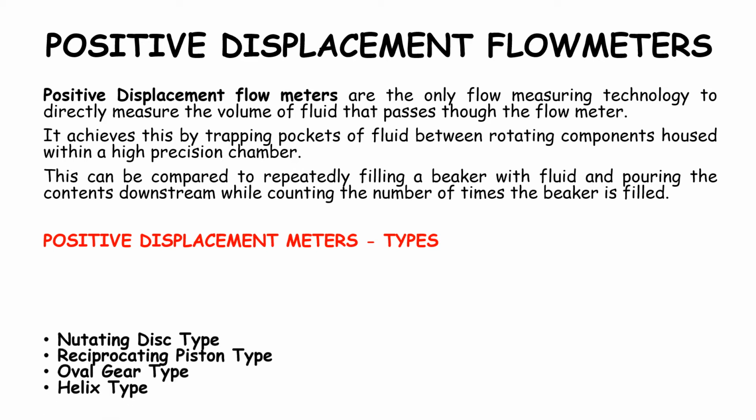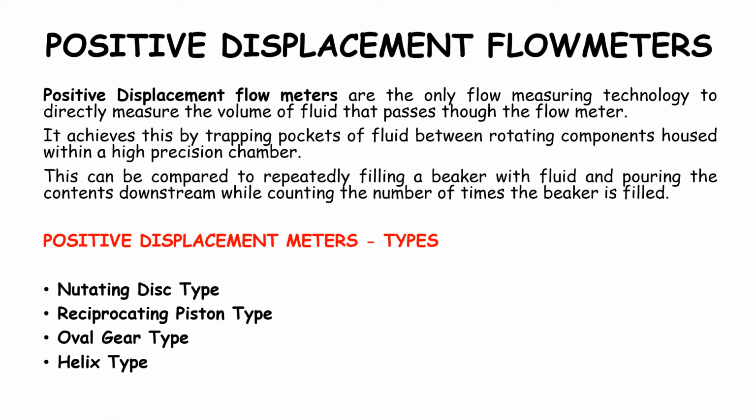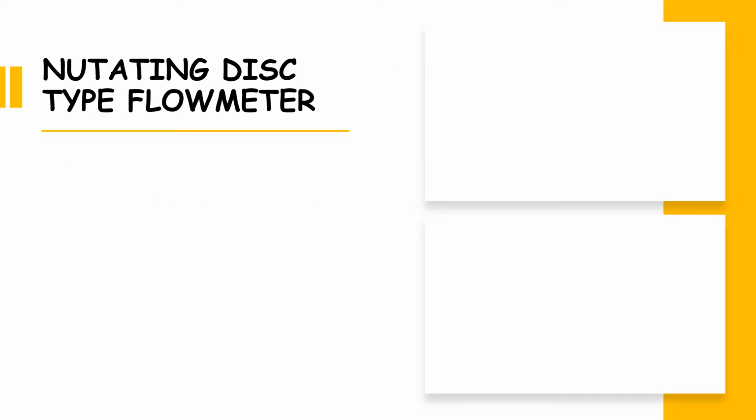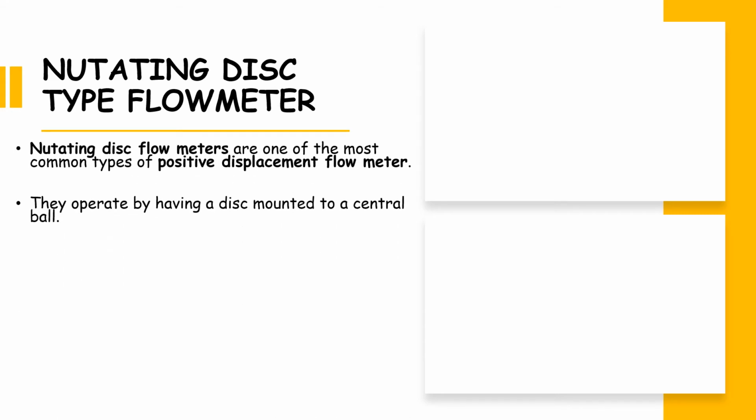When we look at the types, there are basically four types of positive displacement flow meters. The first is the nutating disc type, second is the reciprocating piston type, third is the oval gear type, and the last is the helix type. So the first type of positive displacement flow meter is the nutating disc type flow meter, and these are one of the most common types of positive displacement flow meter.